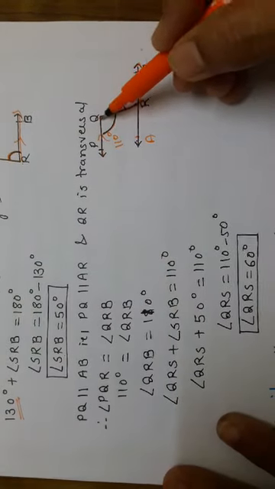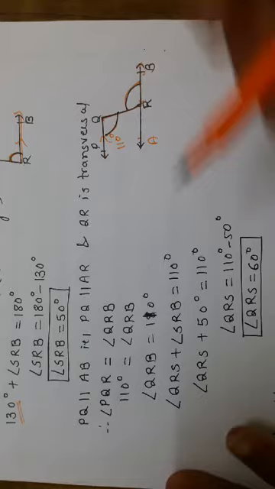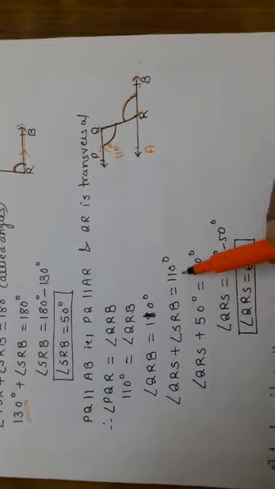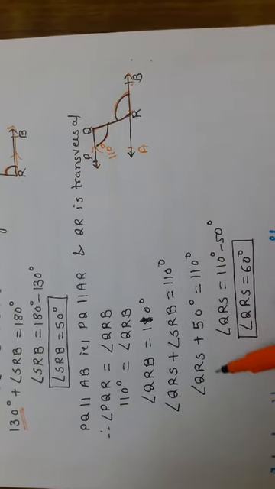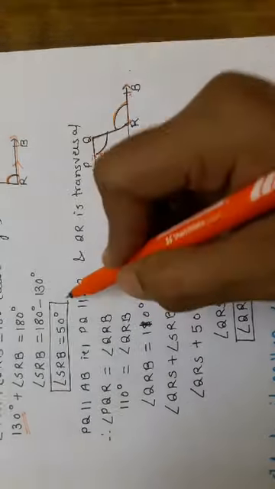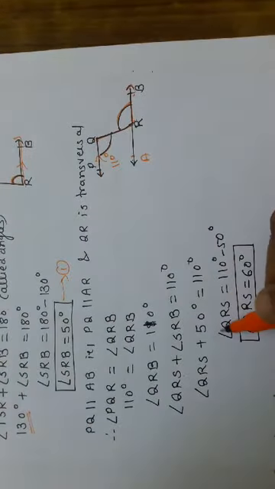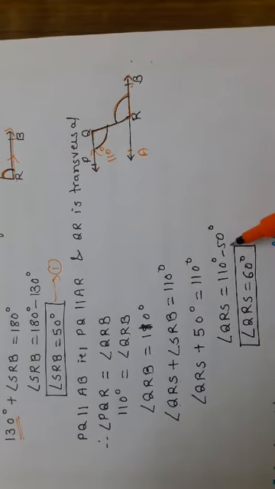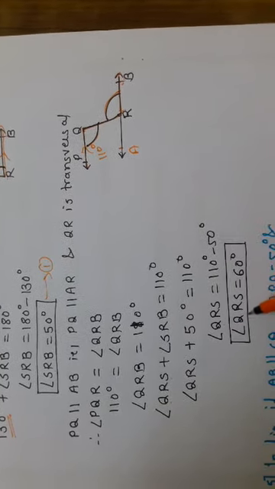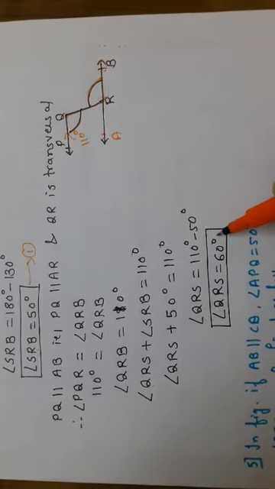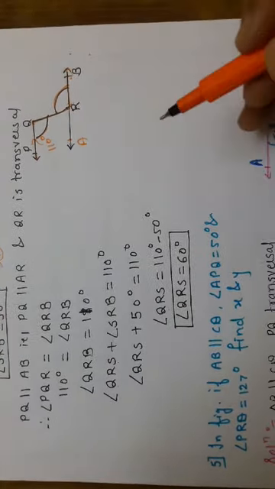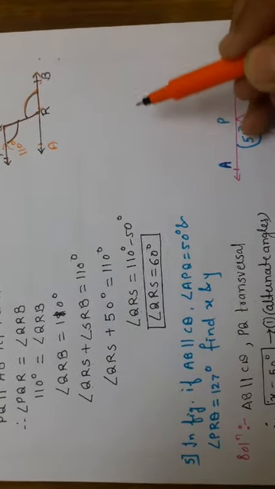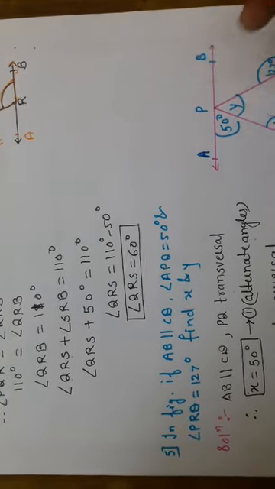But QRB is made by two angles, that is angle QRS plus angle SRB, which is equal to 110 degrees. Out of that, SRB we have found from this equation as 50 degrees. That's why we will get QRS is equal to 110 degrees minus 50 degrees, means angle QRS is equal to 60 degrees. Means in this problem we have to do the construction, that is the parallel line. Without the parallel line we can't solve this problem.